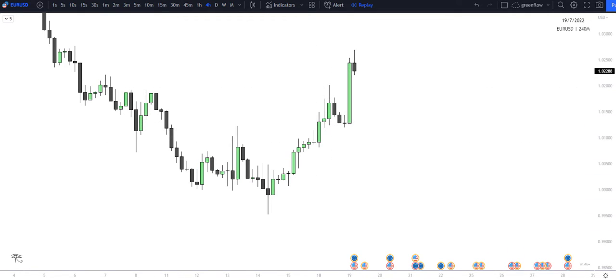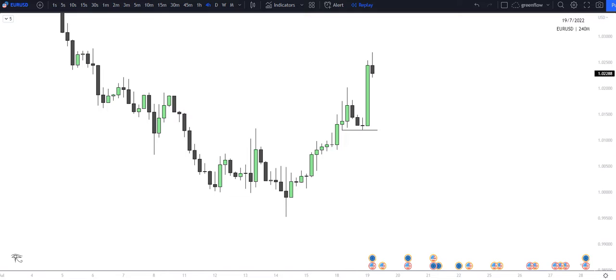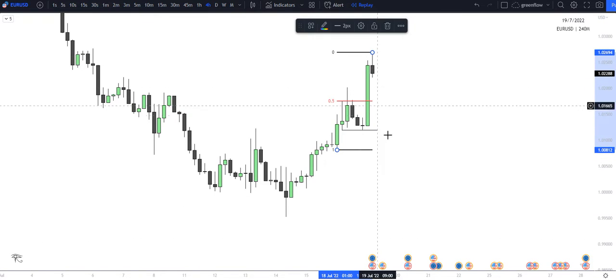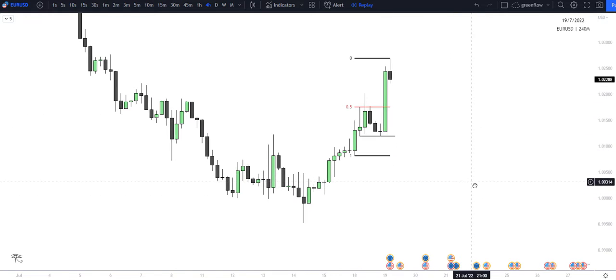Now I can see some sell side liquidity that is formed right here, right? Those relative equal lows, as well as that imbalance that we still have right here. So I'm going to go ahead and use this low to this high right here. Right, so now we have our range that is drawn out.